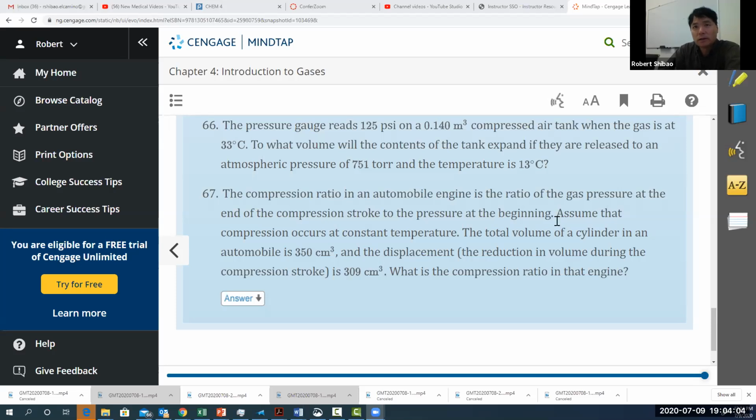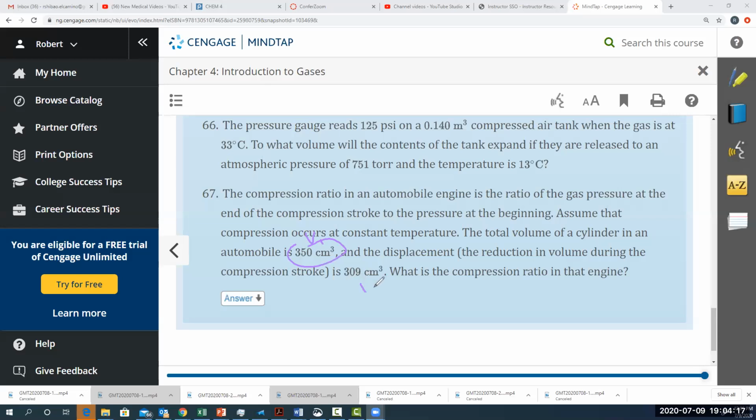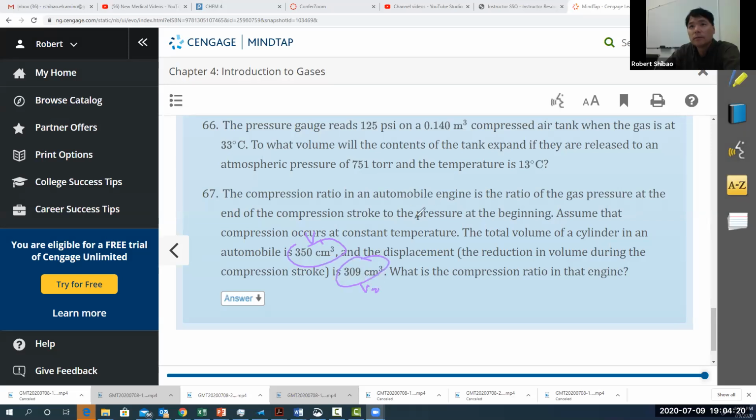Okay, so let's take a look at this one. And so this is going to be V1, V2. Well, what about the temperature? This is constant temperature, so the temperature doesn't change. However, the pressure does change. But where's my P1? And so you might go, if I don't have a P1, I can't solve this. Well, no, you don't give up. If you don't have a variable, what you do is you assume.